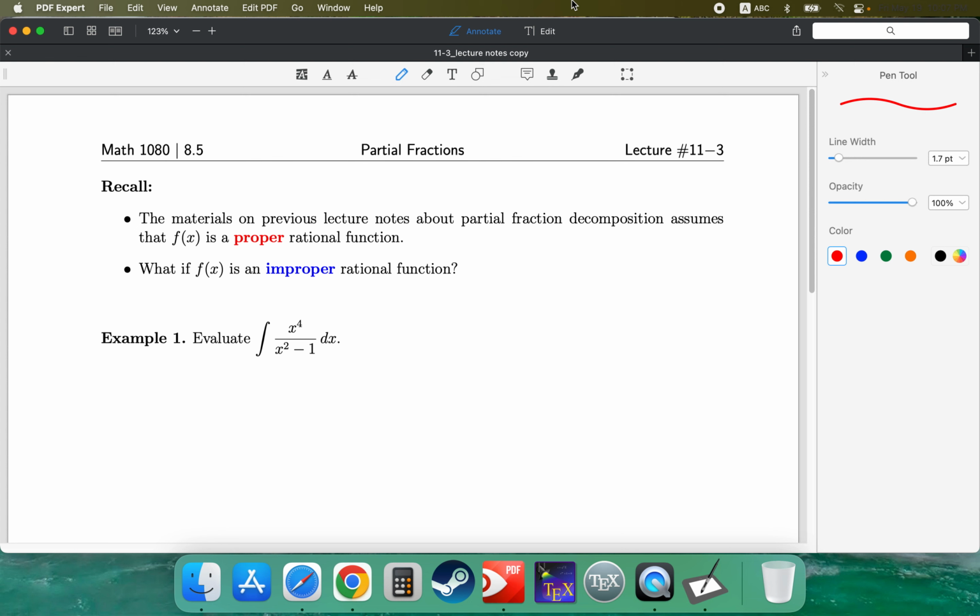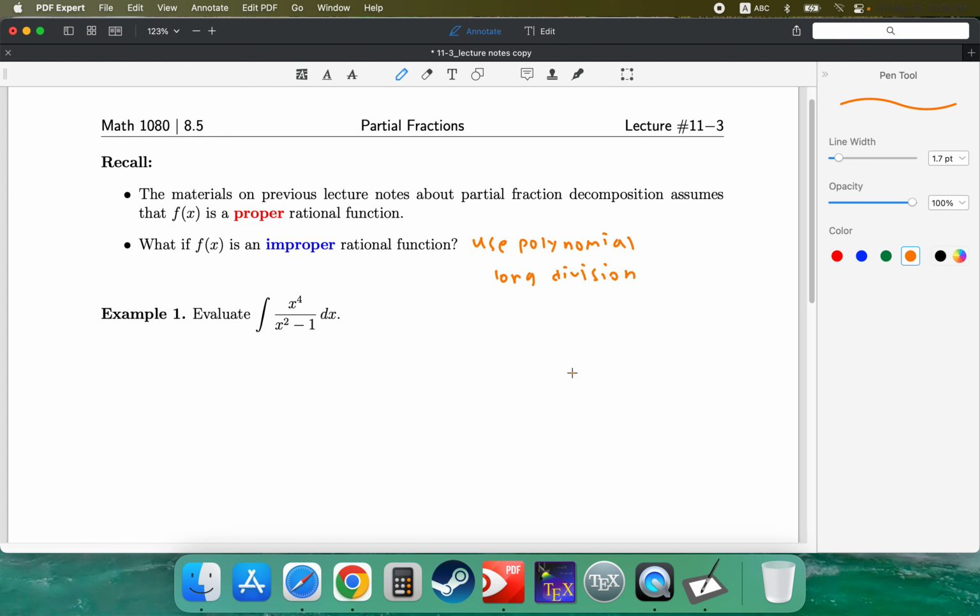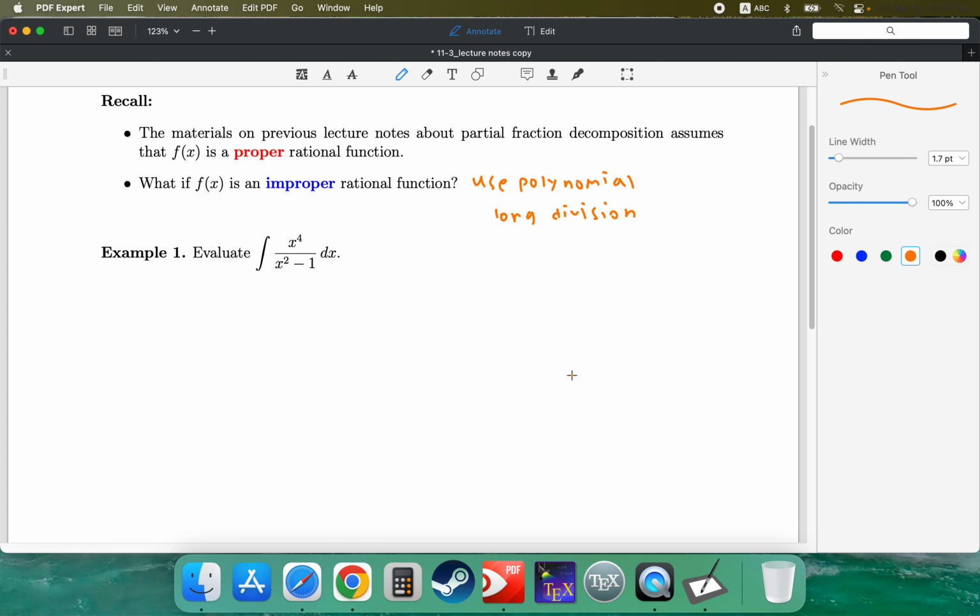And the answer is really easy, and basically you have seen this in high school. So you can treat this lecture as a review of what you have done in high school. The answer is to use polynomial long division to make it a proper rational function, and then we will perform partial fraction decomposition. So before we talk about this example, let's make a quick review.